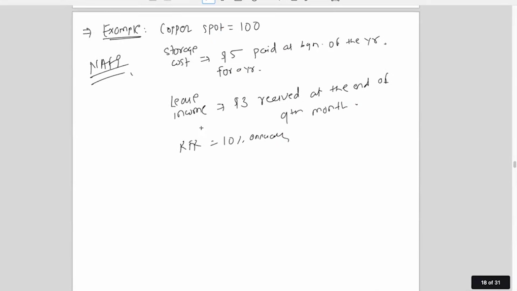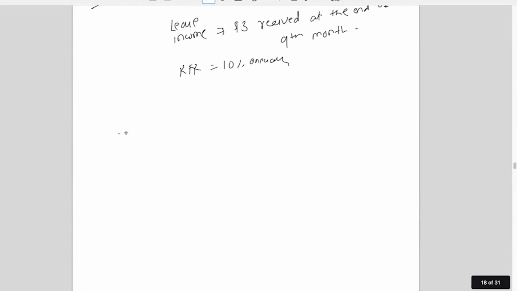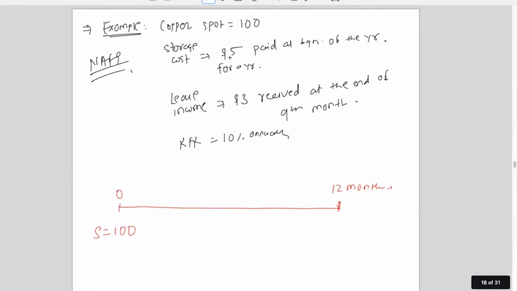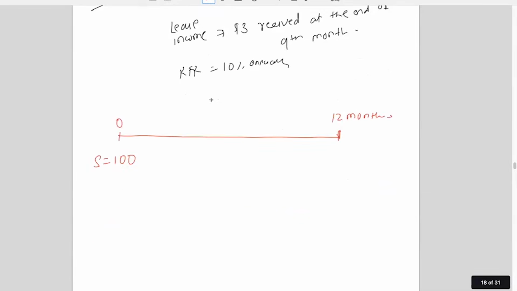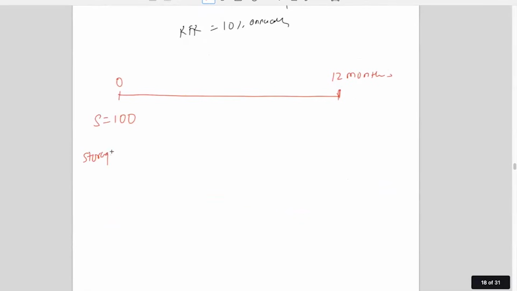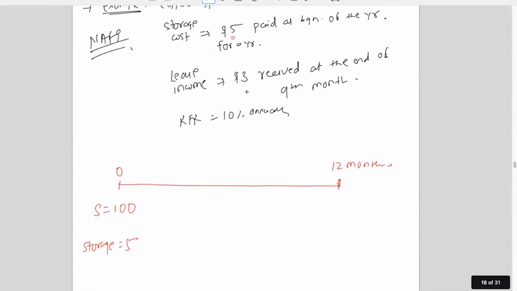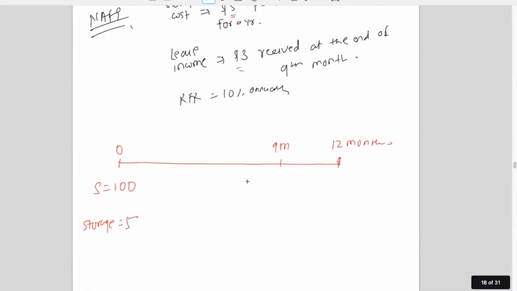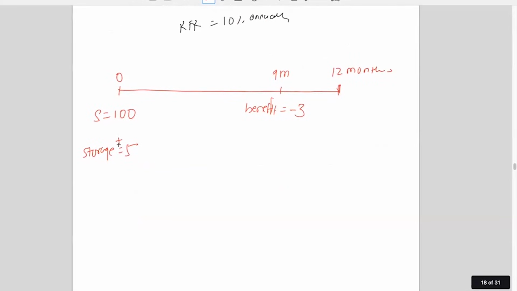All right, let's do it together. How do you do it? So plot it on a timeline. Okay, this is time 0. This is 12 months. Spot price is 100. Then you also have to pay storage of $5 here. And at the end of 9 month, you're going to receive a benefit of $3. Now see, remember, any benefit will reduce the cost, storage will increase the cost.